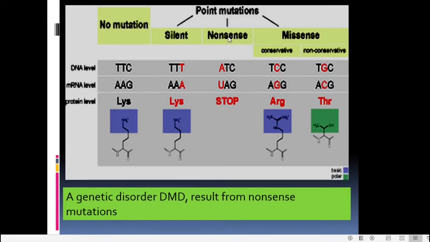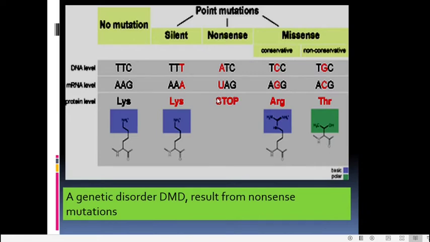Now we go to a nonsense mutation. Here, this is the normal gene, that is TTC. A substitution has occurred so that TTC becomes ATC. The mRNA transcript therefore will be UAG instead of AAG. But while AAG codes for lysine, UAG doesn't code for any amino acid, it's a stop codon. So when it is a stop codon, there will be termination of protein synthesis. That means there will be premature stoppage of protein synthesis, and the protein will be non-functional.